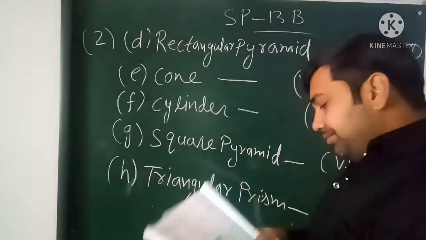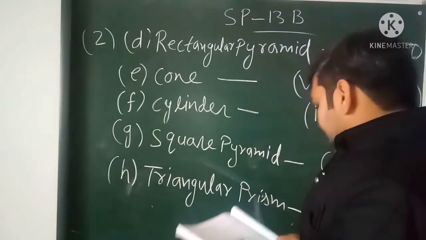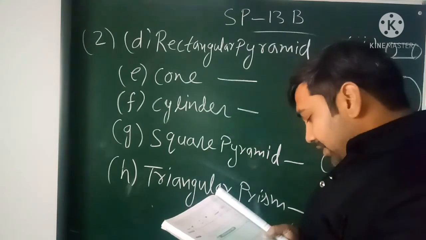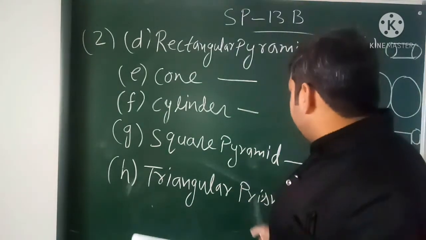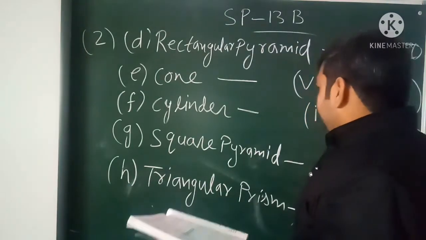Now next one, you have the square pyramid. The square pyramid is the sixth one, as you can see here. The same structure will be there which we drew, and one square we added.